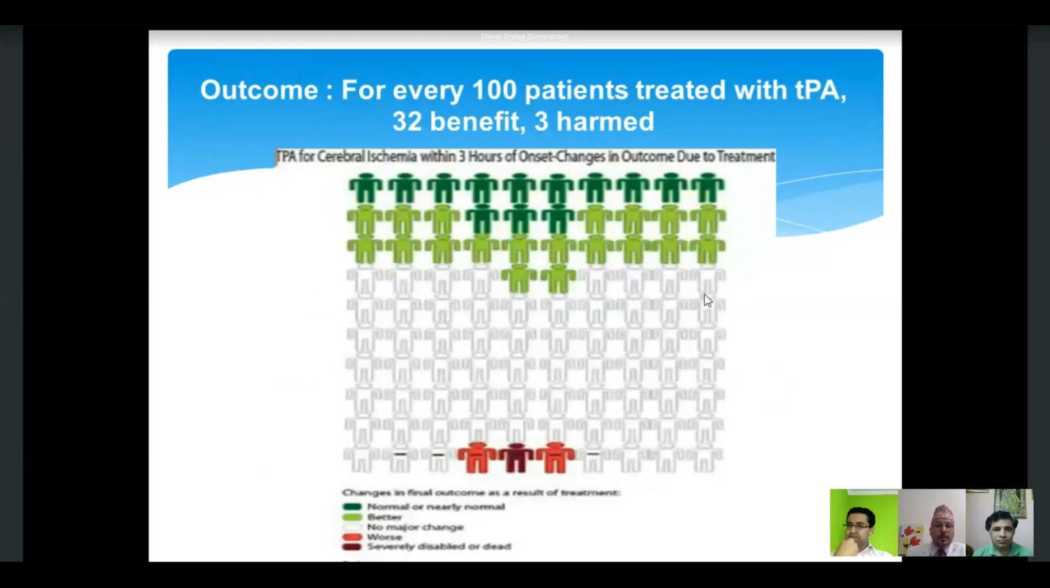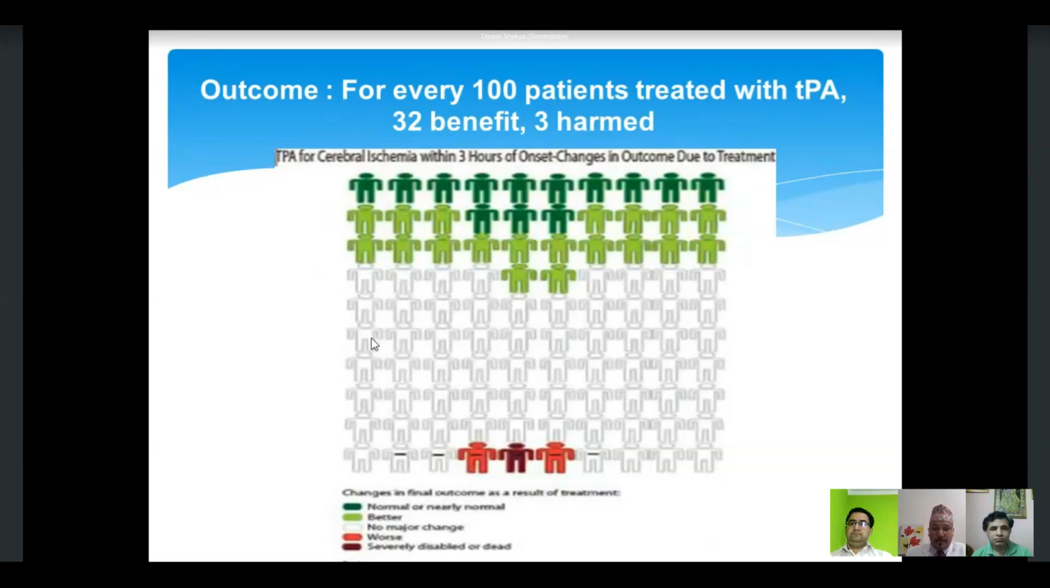Now we talk about outcome. You can see this chart of 100 people. For every 100 people treated with tPA, 32 patients benefit and 3 patients are harmed. Among these 32 patients, 13 patients, shown in dark green, are normal or near normal, and the remaining are doing really well.